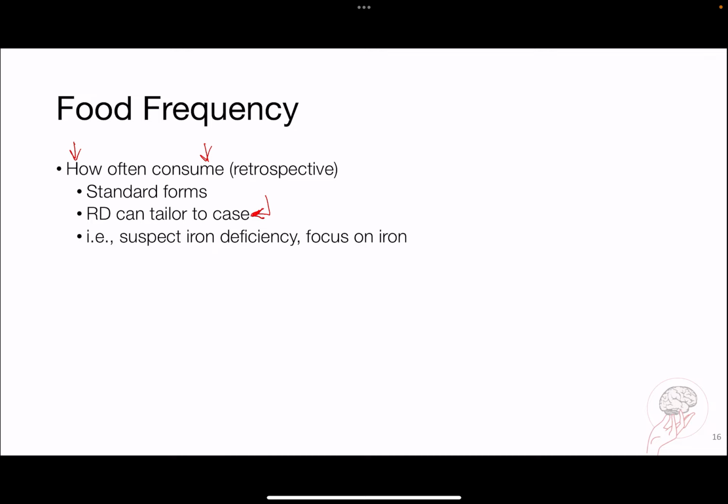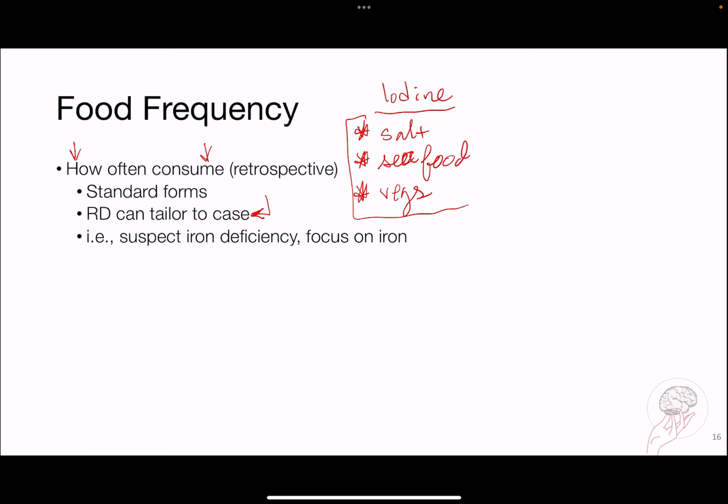Maybe you're concerned about iodine. Well, you may not need a whole 24-hour recall. You may need to just focus on iodized salt intake, seafood, what other iodine sources? Cruciferous vegetables. So you may just need a food frequency questionnaire that looks at these aspects.